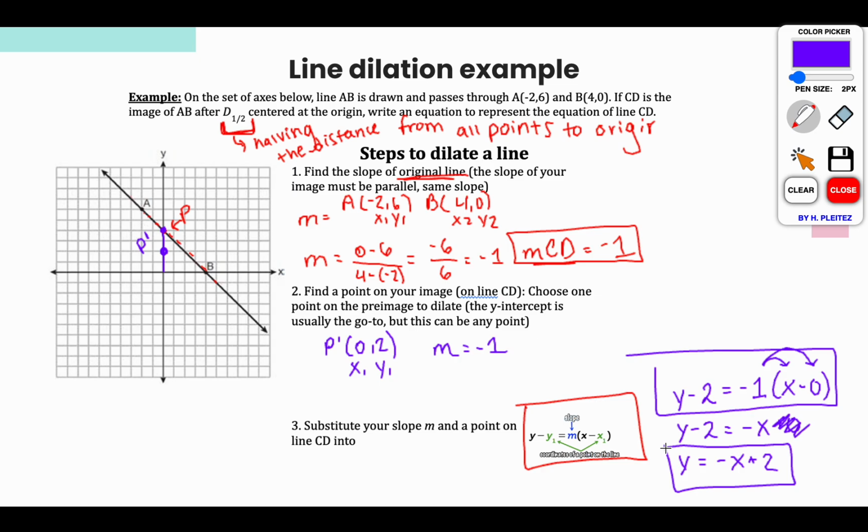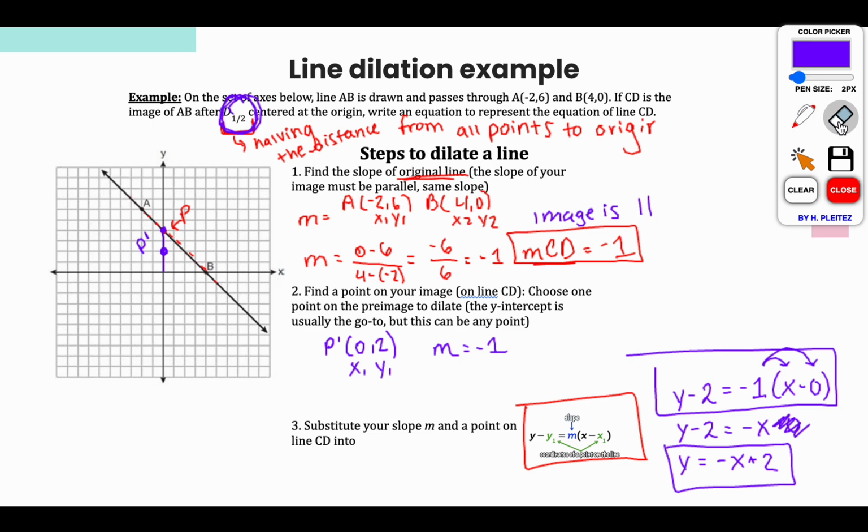And that's it. So again, we just need the slope of our new line, which is always going to be the same slope as our original line because the image is parallel. Always. The image of a line when it's dilated is always parallel. And then we chose 1 point on our pre-image, and we dilated that by our scale factor so that we had a point to plug into the equation.